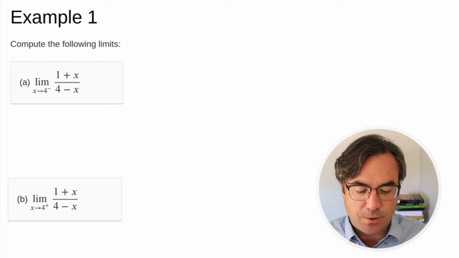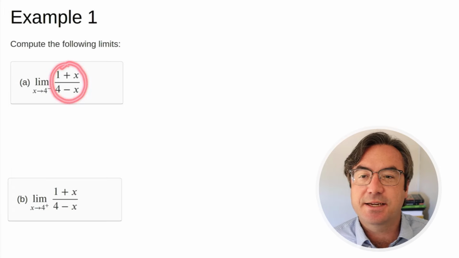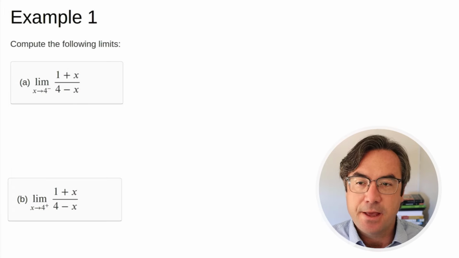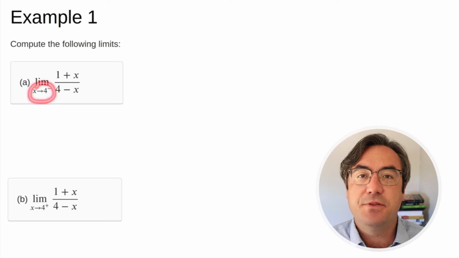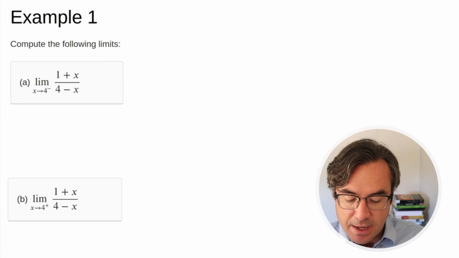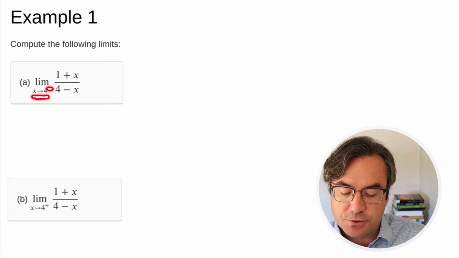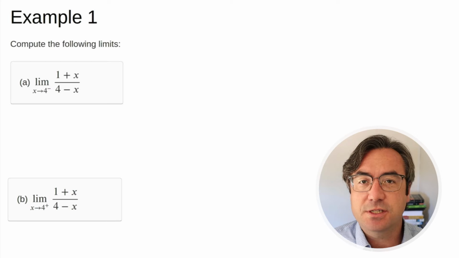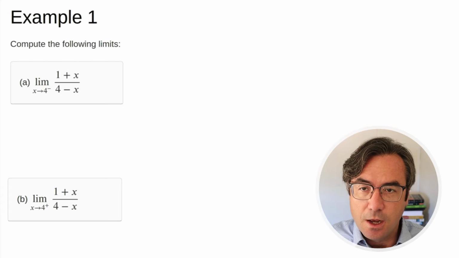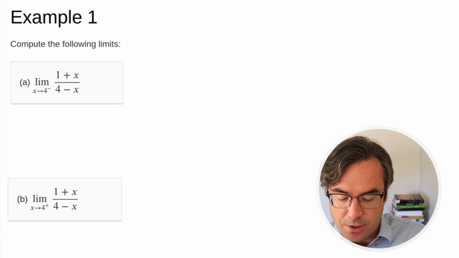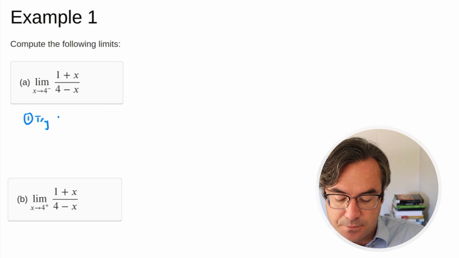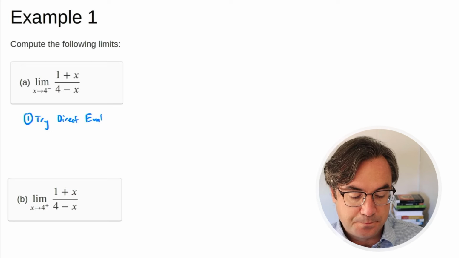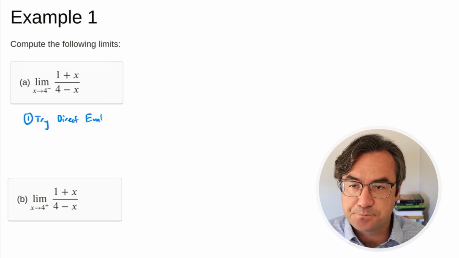So let's look at the first one here. We have this function (1 + x) over (4 - x), and we're going to calculate the limit of this as x approaches 4. Let's start with the first one here, so we're doing the left-hand limit. So x is approaching 4 with values that are slightly smaller. All right, so what's the first step? First step here is we try our direct eval, and we see what we get.